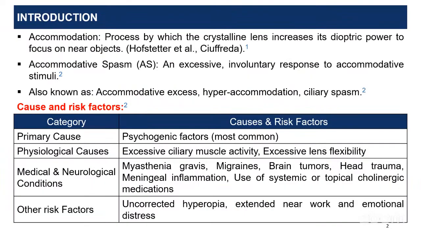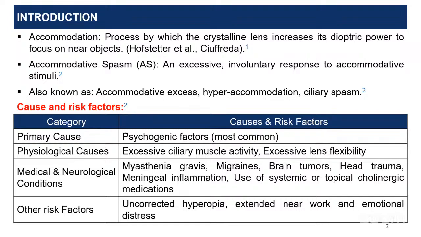Before moving into the case history, let's have a quick brush up on accommodative spasm. Accommodation is the process by which the crystalline lens increases its dioptric power to focus on a near object, as described by Hofstetter and Suffered. However, when this response becomes excessive and involuntary, it leads to accommodative spasm, also known as accommodative excess, hyperaccommodation or ciliary spasm.